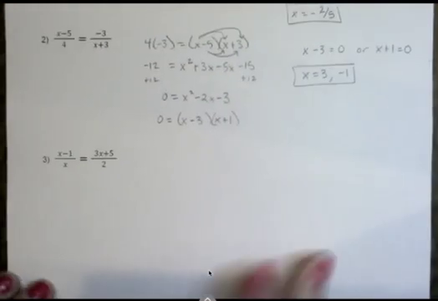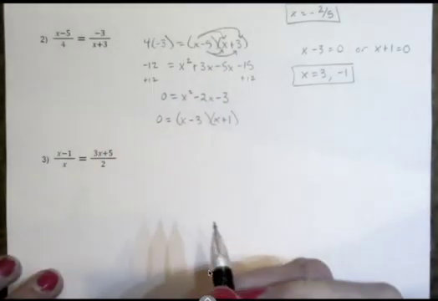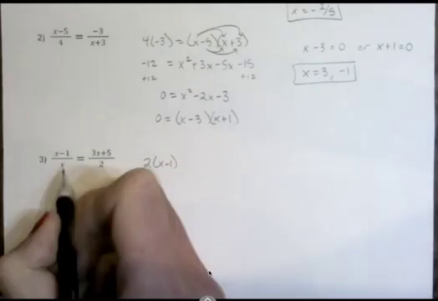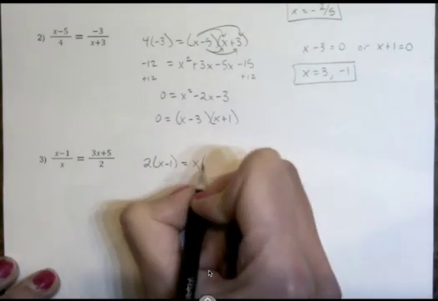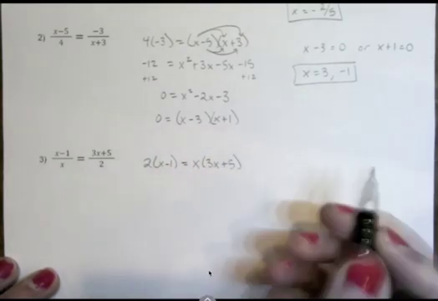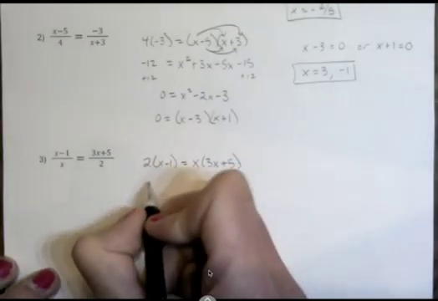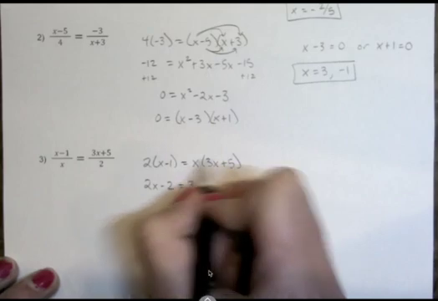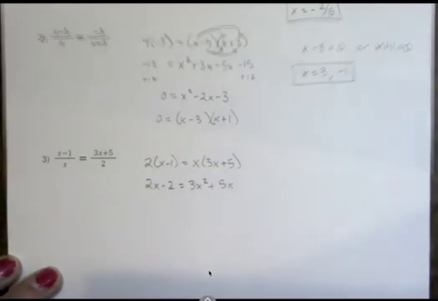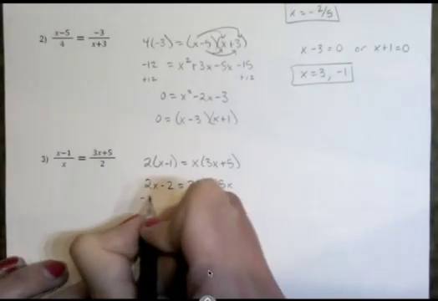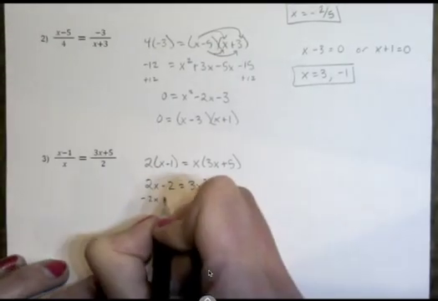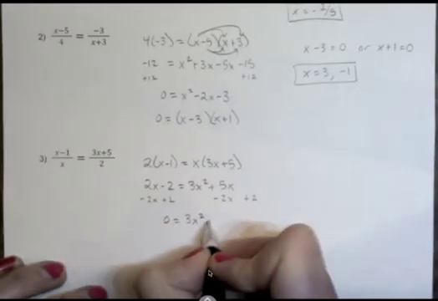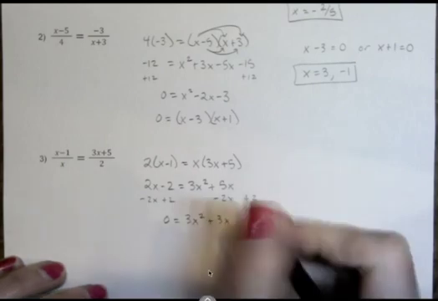Okay, last example. Fraction equals a fraction. I'm going to cross multiply. So I've got 2 times (x minus 1) and x times (3x plus 5). I'm going to distribute to get rid of my parentheses. Here, x times 3x is 3x squared, and x times 5 is 5x. Again, I see I have a quadratic, so I'm going to set it equal to 0. I'm going to subtract 2x, and I'm going to add 2. So I've got 0 equals 3x squared plus 3x plus 2.